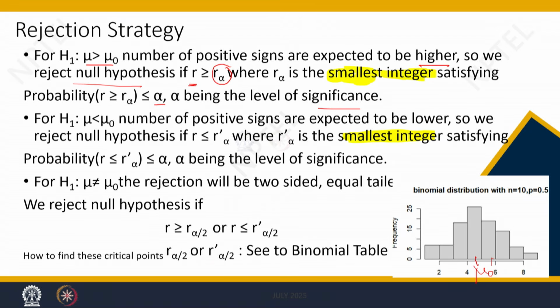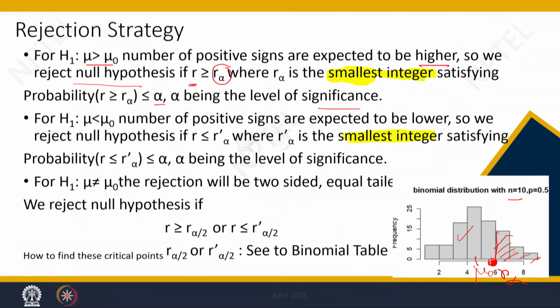So, look at this binomial structure. Here I have taken n equal to 10 and the probability is of course 0.5 under the null hypothesis. So, for the right tail test, our rejection will be somewhere here, and what is my r alpha? R alpha is that dot. Clear? R alpha is that dot. So, if your calculated r falls inside that rejection zone, you reject the null hypothesis, and if your r falls inside this acceptance zone, then you accept the null hypothesis.